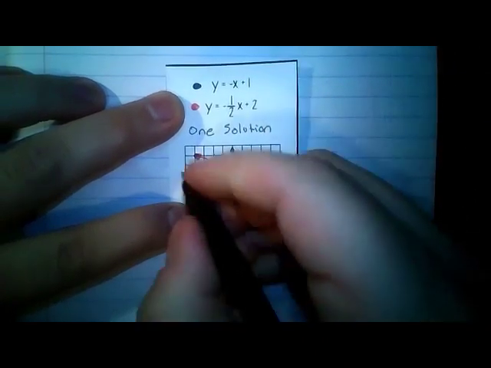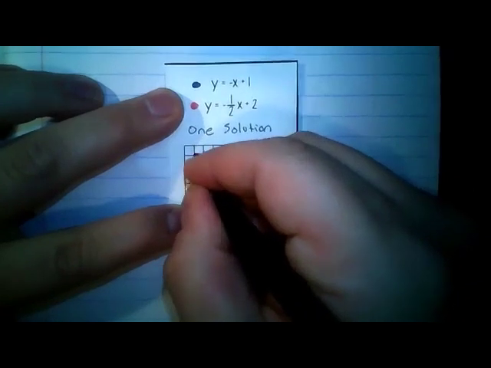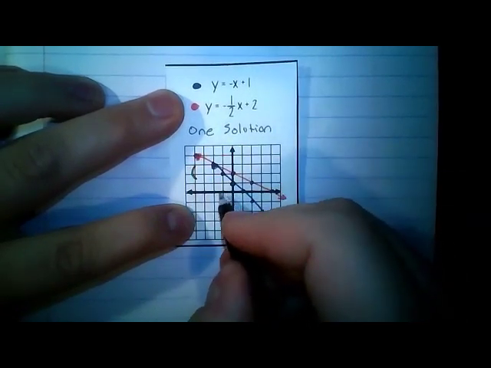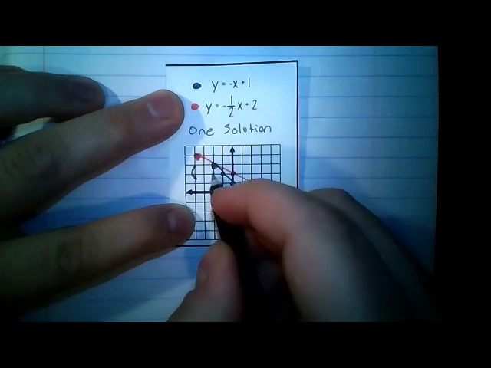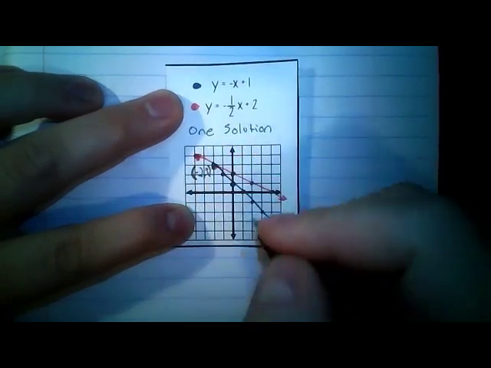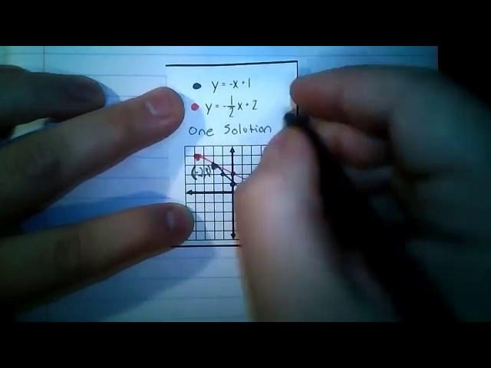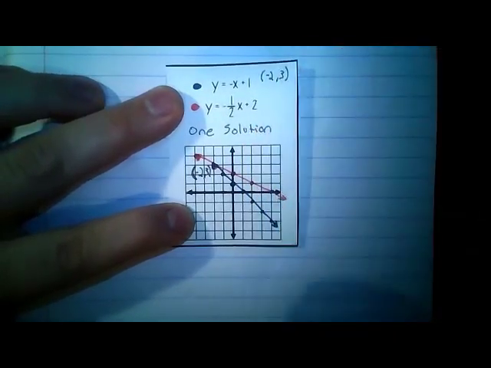Okay. And that solution is -1, -2, okay. And then 1, 2, 3. So -2, 3. It'll be better to put it right there.